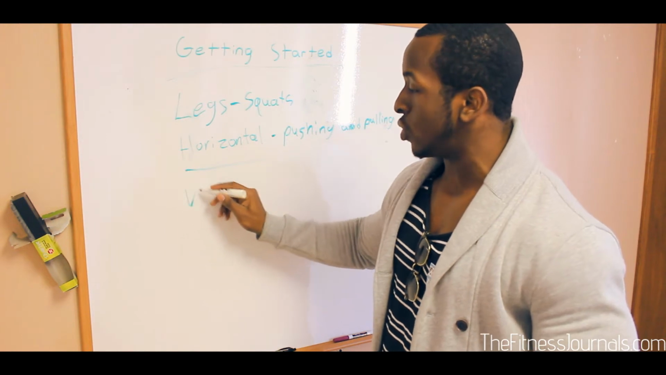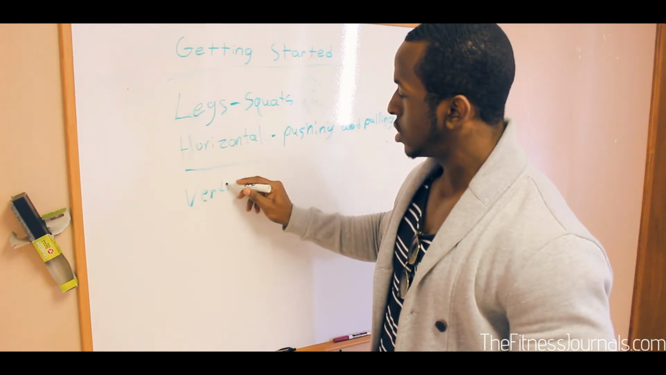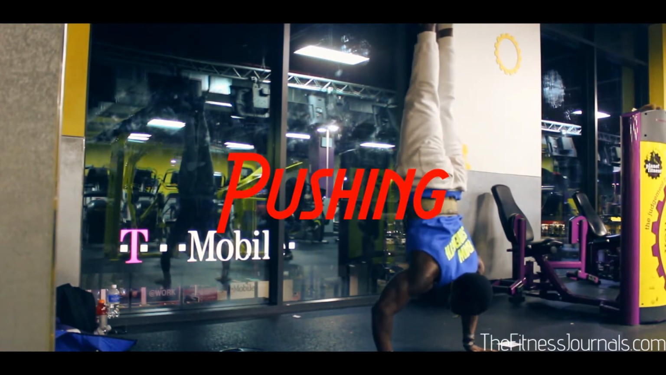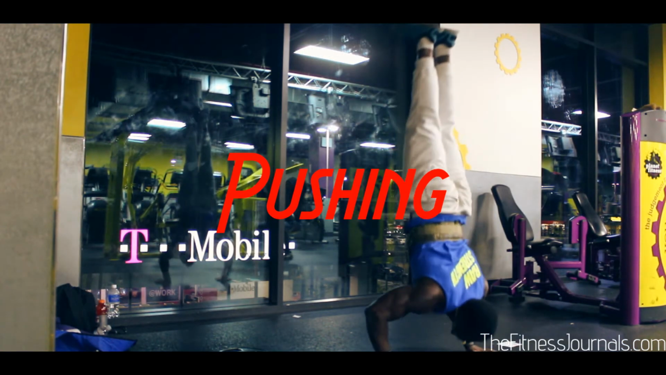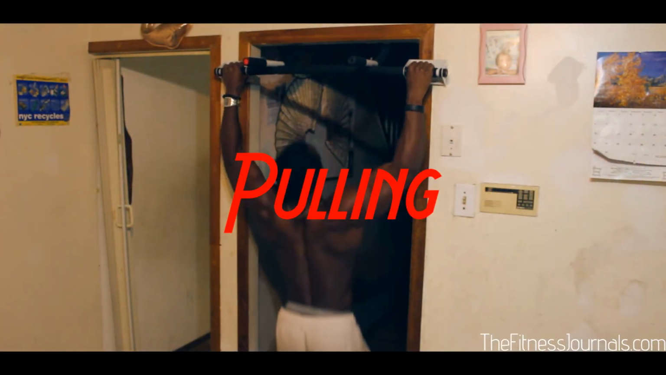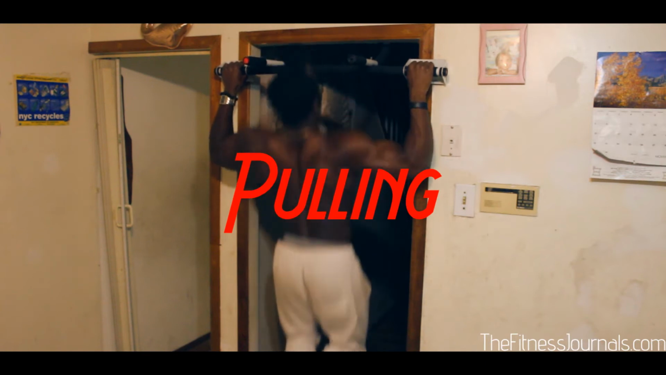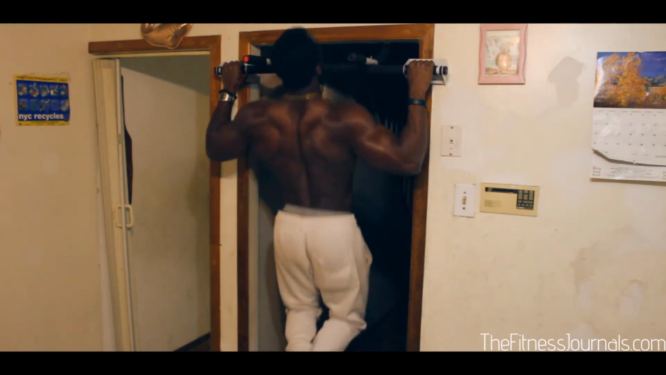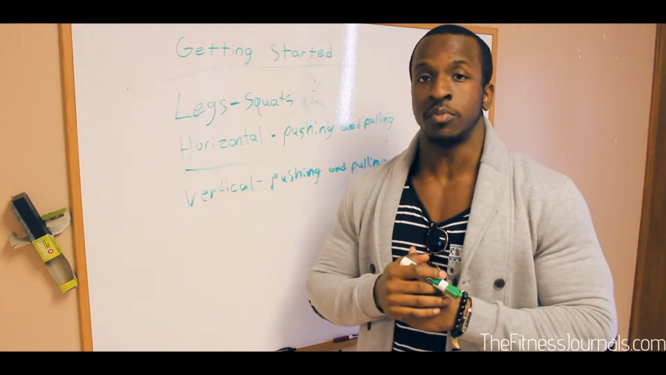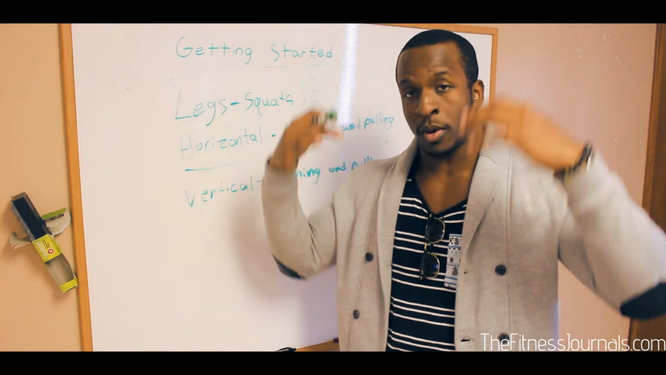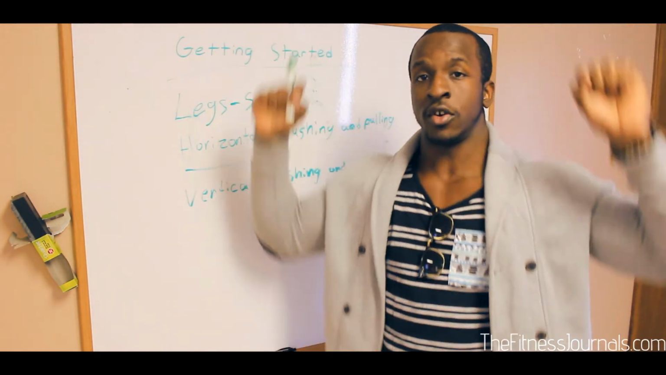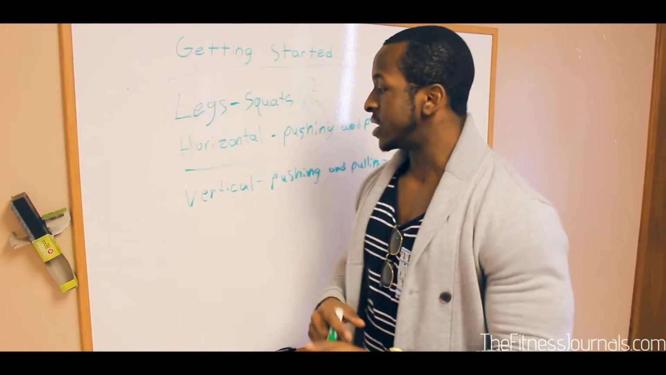You also have vertical pushing and pulling. Now these are focusing on the upper body. So when you're doing horizontal pushing and pulling, as well as vertical pushing and pulling, you're going to be looking at the upper part of the body. You could think of vertical pulling. Vertical pulling would be a pull-up. So that's an example there.